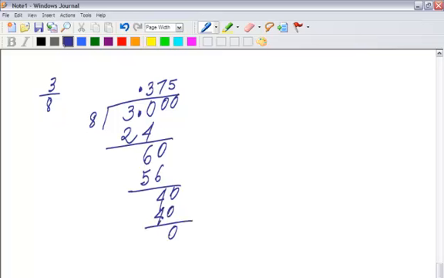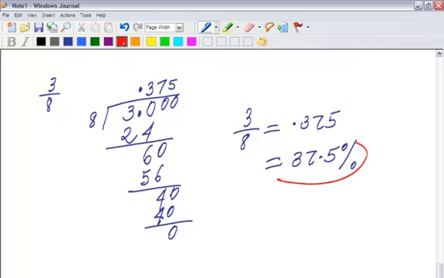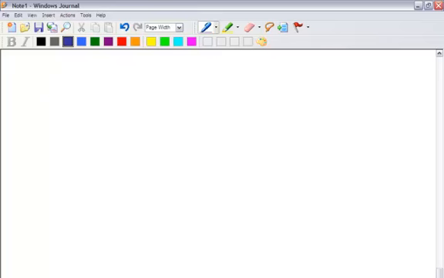So this means that 3/8 is the same as 0.375. Well, that's the same as 37.5%, right? Everybody's okay? So this is my answer. This is what I was looking for. I was trying to convert 3/8 to a percent. All right. So remember, percent is really a fraction.